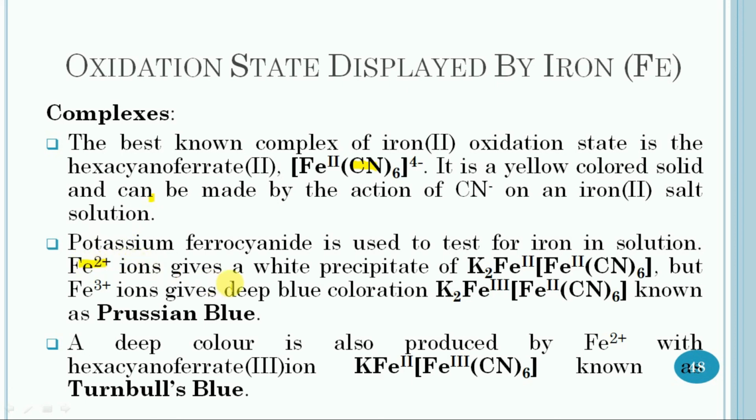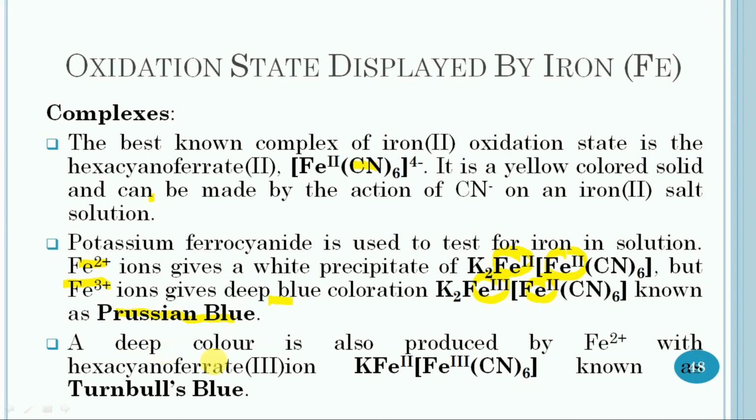Iron 2 plus ion gives a white precipitate having this formula in this case. This iron has +2 oxidation state and this iron also has +2 oxidation state. While iron 3 plus ion gives deep blue coloration. In this case, this iron has 3 plus oxidation state and this iron has 2 plus oxidation state, and it is known as Prussian blue.